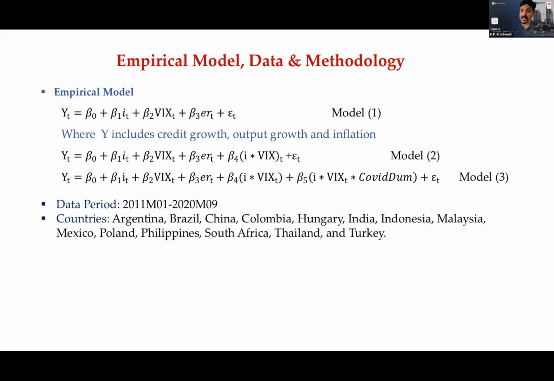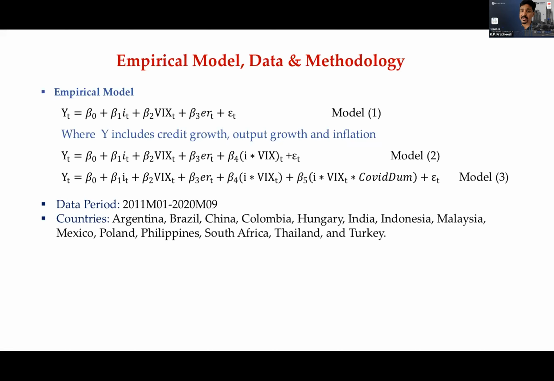So this is the panel unit root test, where you can see that the interest rate and exchange rate are I(1), or non-stationary in level, and the remaining variables are I(0). So I go for the panel ARDL method.